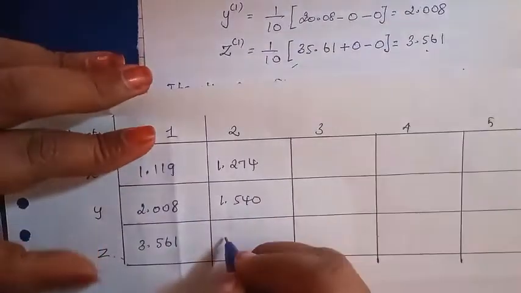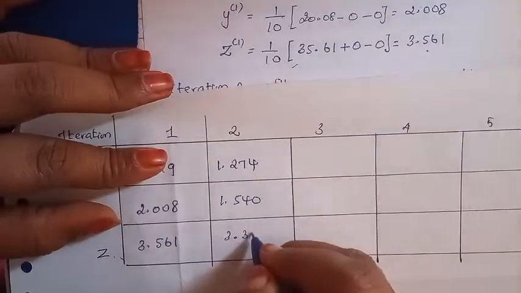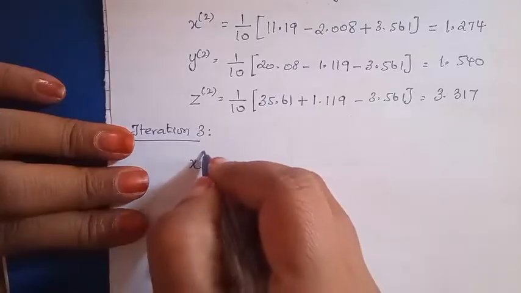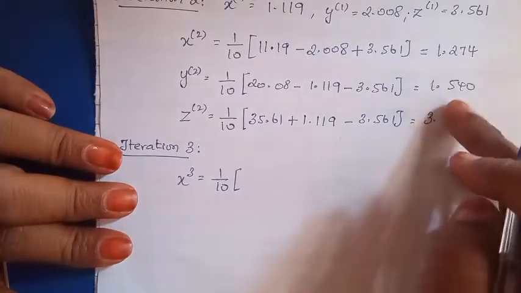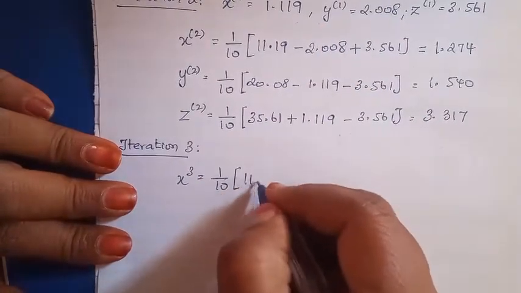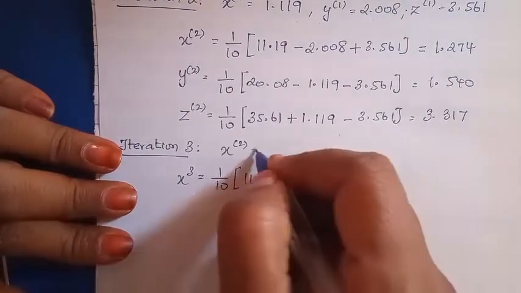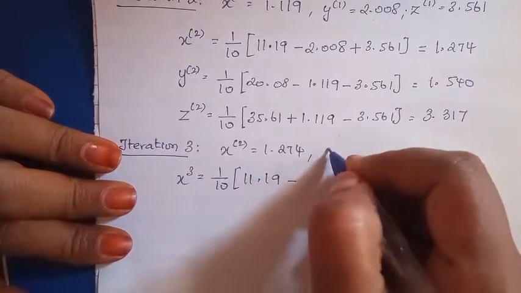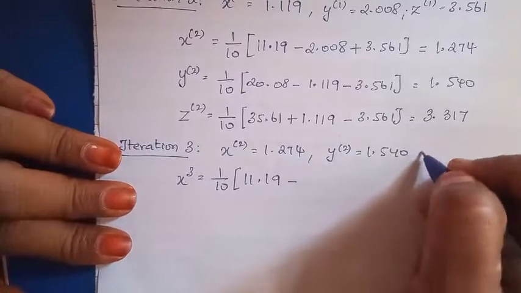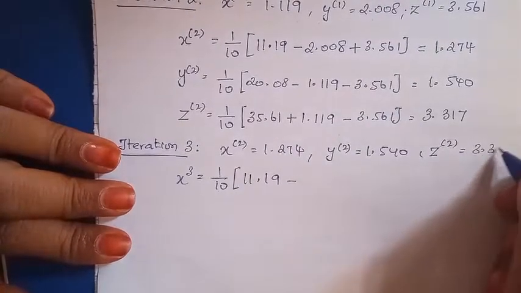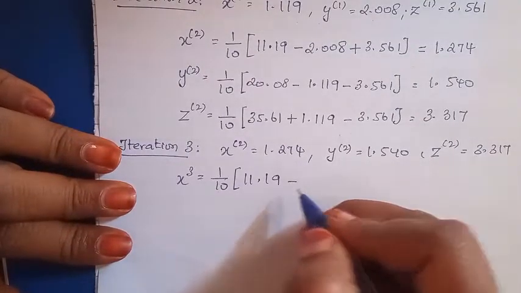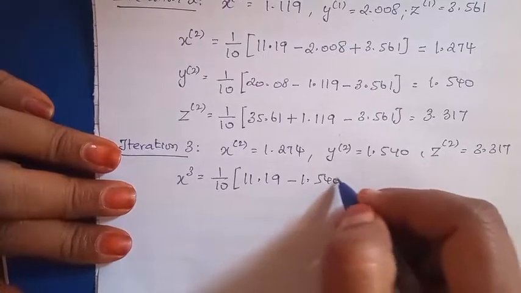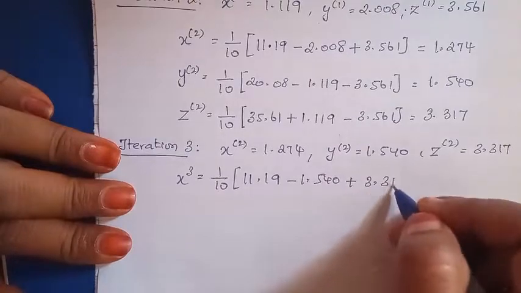Now note the new value in the tabular column, 3.317. x3 equal to 1 by 10. Now substitute the last value of what you got for x, y and z in the same equation. It is 11.19 minus y, x2 value is 1.274, y2 value is 1.540, z2 value is 3.317. Let's substitute it. So the equation is 1 by 10 into 11.19 minus y. So y value is 1.540 plus z value is 3.317.